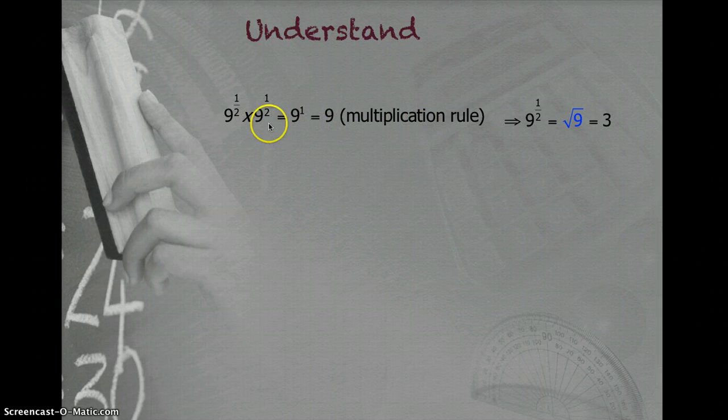Now by looking at this, we can tell that 9 raised to 1/2 is equal to the square root of 9, which is 3. So rewriting this, we can write it as square root of 9 times square root of 9, which will give you 3 times 3, which is equal to 9. So you can see that the 9 here is the same as the 9 above.